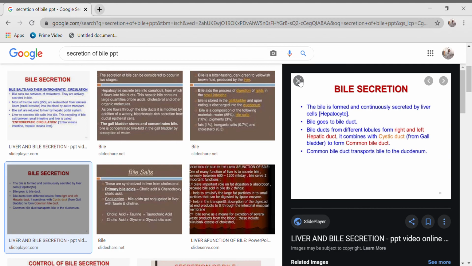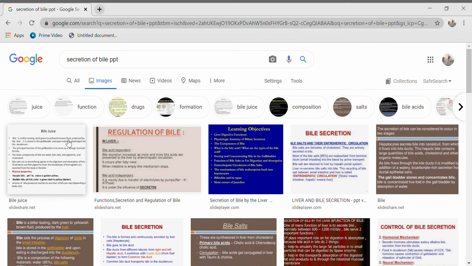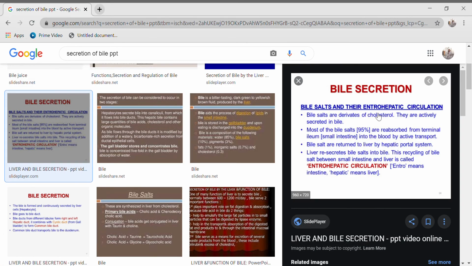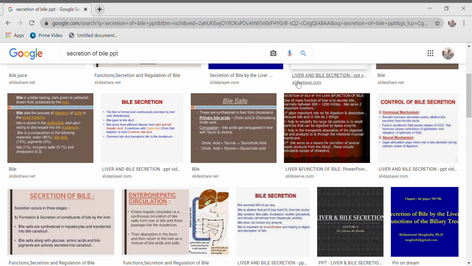And in this slide you can see bile salts in the enterohepatic circulation. Bile salts are derived from cholesterol, and most of the bile salts are absorbed in the terminal ileum by secondary active transport, and returned to the liver itself by the hepatic portal system. The liver re-secretes the bile salts into the bile. The recycling of bile salts between the small intestine and the liver, we call enterohepatic circulation. That's what I just told you before.